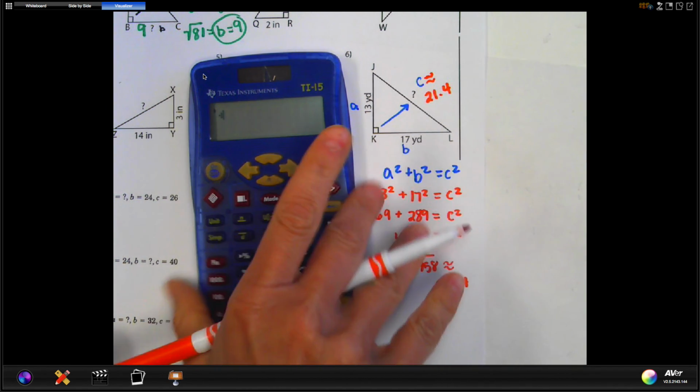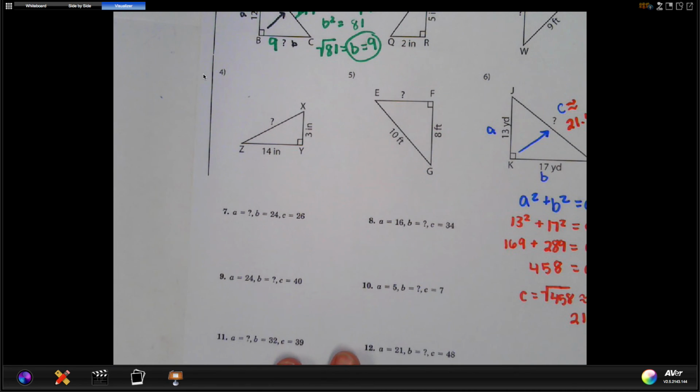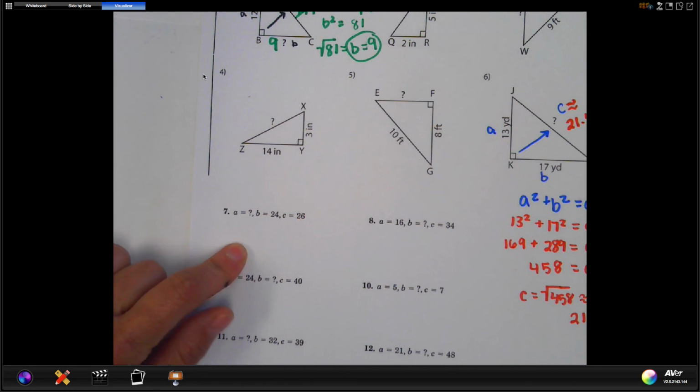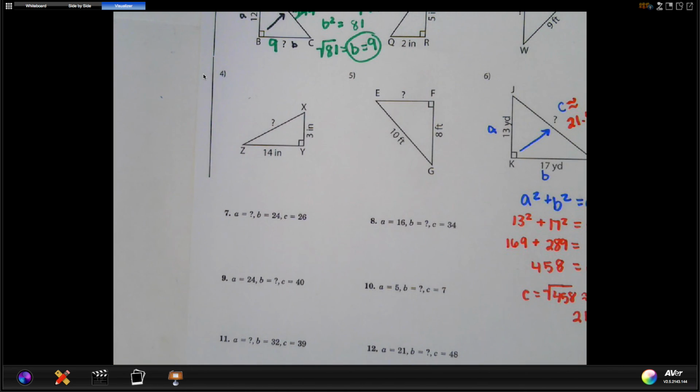Now, just so you know, the bottom ones are the same. It lists a, b, and c. You might have to draw your triangle to get your answer, but they are all the same as the ones that we've just been working on.